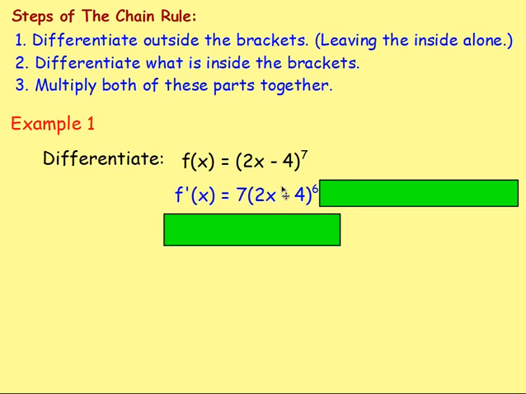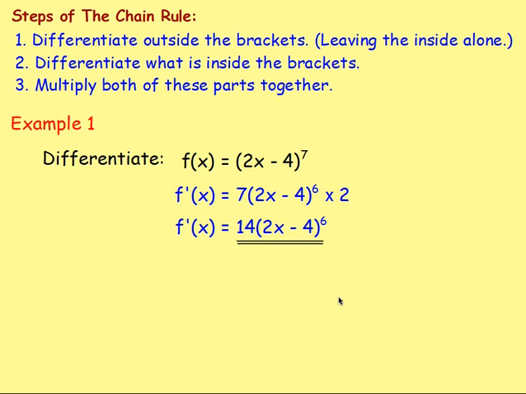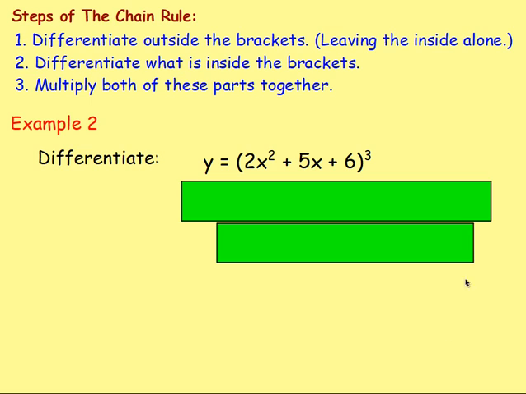Differentiate inside the brackets. So if you differentiate 2x take away 4, that gives you 2, so you'd multiply both parts together. So you're multiplying that by 2. From there then, you've got the 7 times the 2x take away 4 to the power of 6. We're multiplying it by 2, so just do the 2 times 7, and our answer will be 14 bracket 2x take away 4, all to the power of 6. Don't start multiplying it out after that, just leave it factorised. Let's try another one. Example 2. Differentiate y equals 2x squared plus 5x plus 6, all to the power of 3.